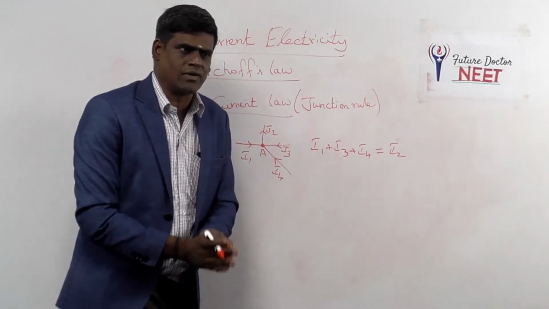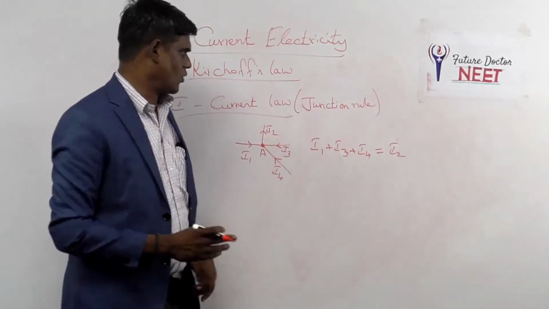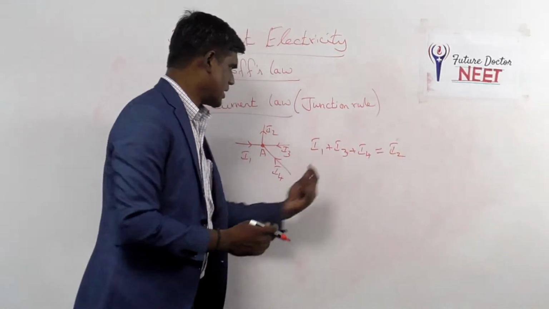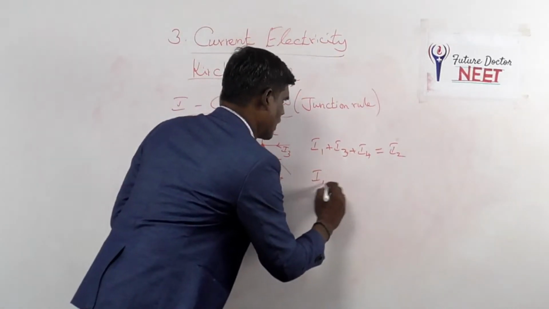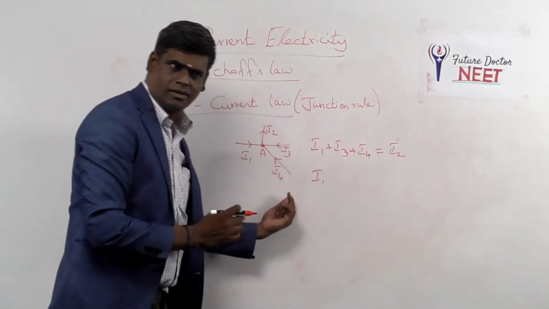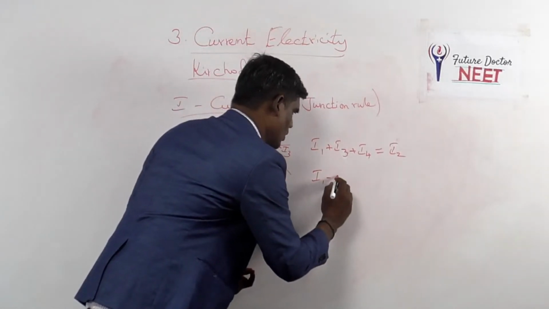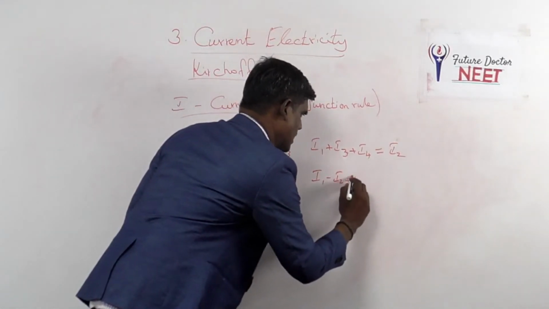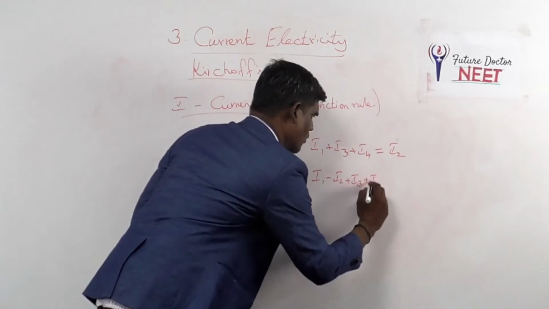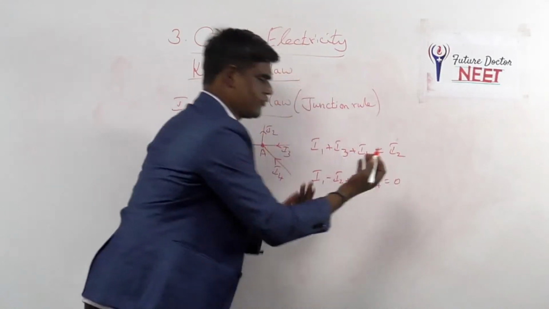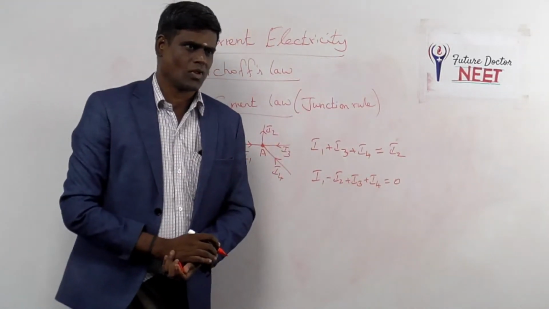What is the first statement? Algebraic sum of the current flowing through the junction is equal to 0. That is, bring this I2 to this side. Then what will come? Plus I2 comes to this side, minus I2. I1 minus I2 plus I3 plus I4 equal to 0. Both are the same statement.